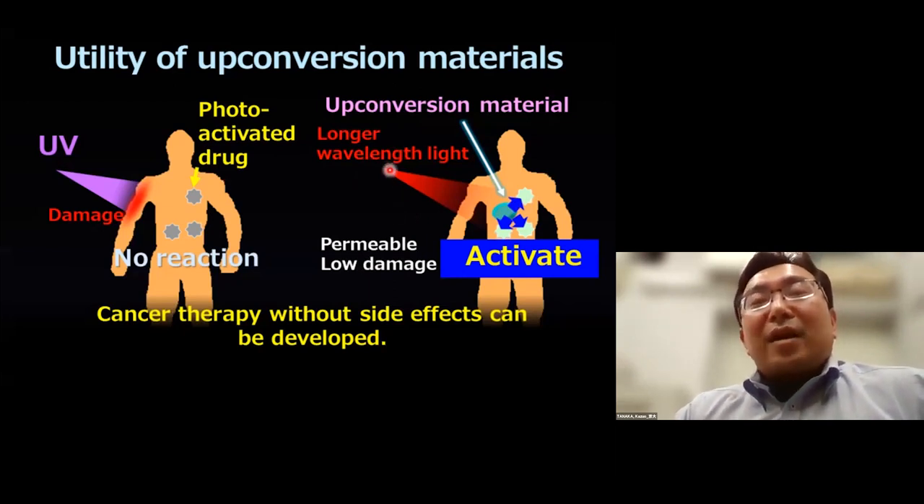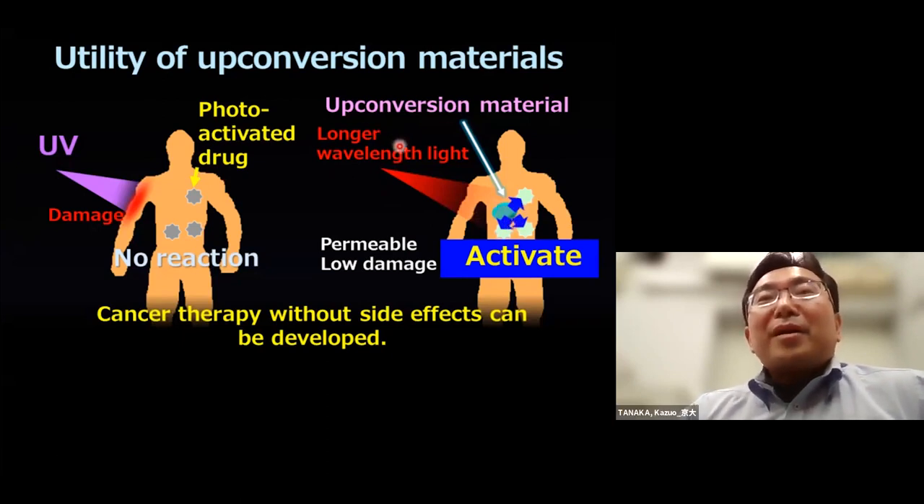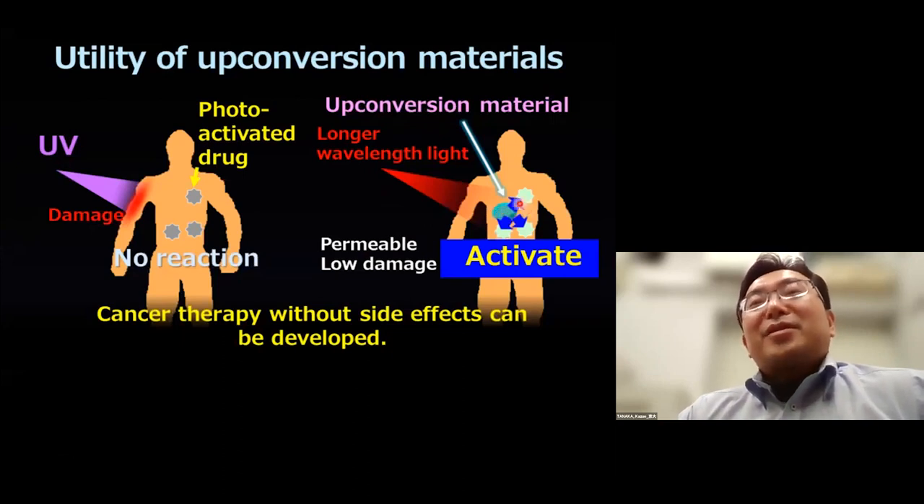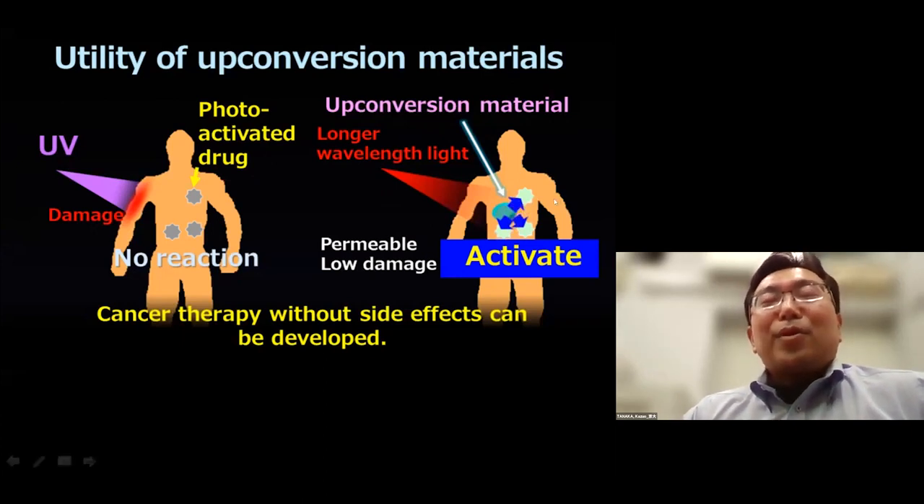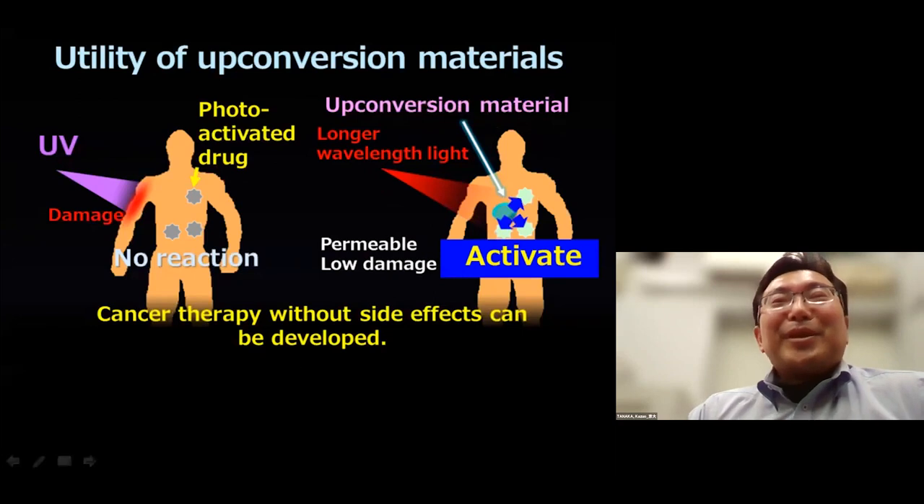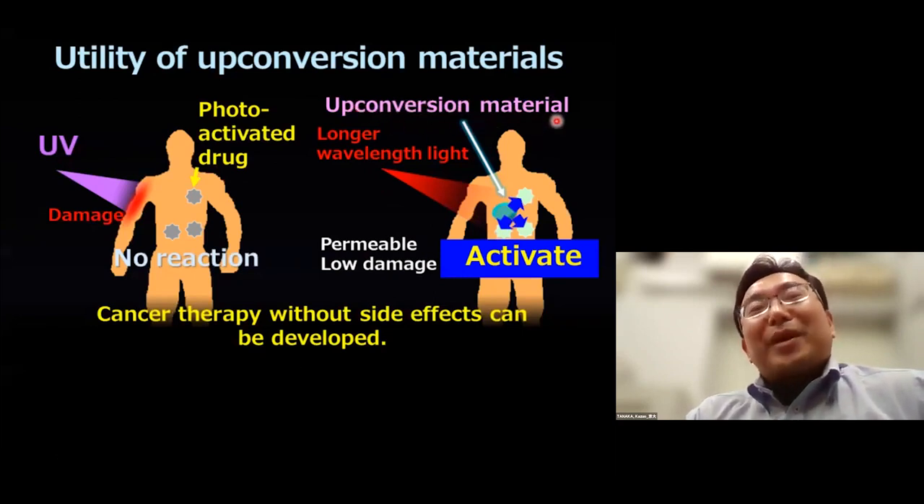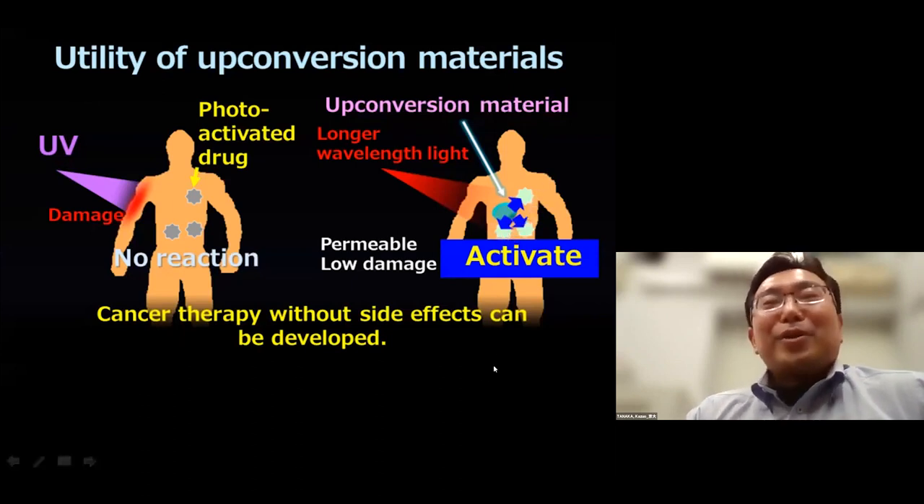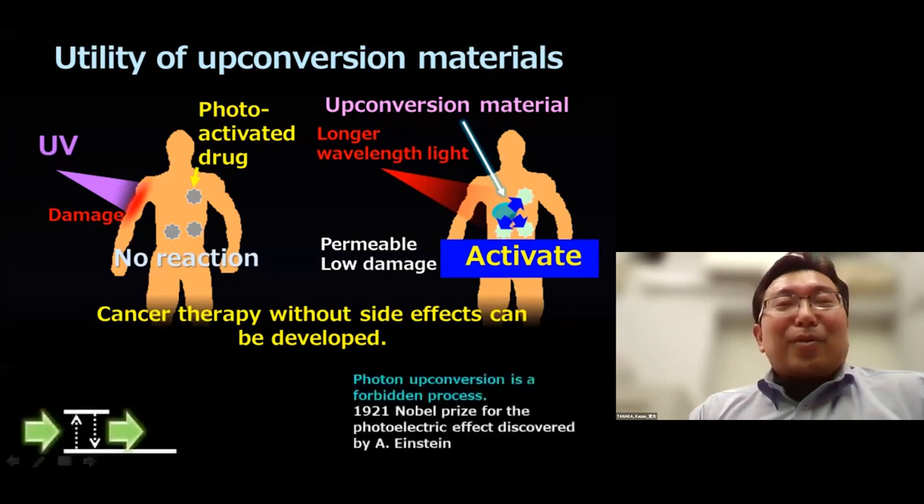Therefore, we can deliver the light energy to the deep spot inside our body. And by using up conversion material, this lower energy light can be converted to higher energy light. As a result, photoactivation drugs can be activated. So it is an imaginary scheme, but if we can obtain such kind of up conversion materials, this imaginary system should be realized.